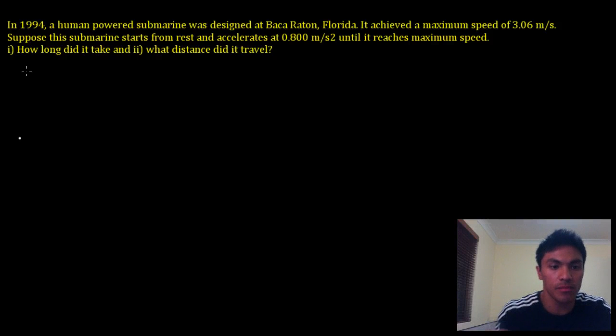Okay, this particular problem is one where we're going to use a little bit more resources. We're going to use one of our bigger kinematics equations. A human-powered submarine is designed, and it reaches a max speed of 3.06 meters per second. We want to know, when it goes from rest and accelerates at 0.8, and it gets to the max speed, there are two parts: how long did it take, and what distance did it actually travel?